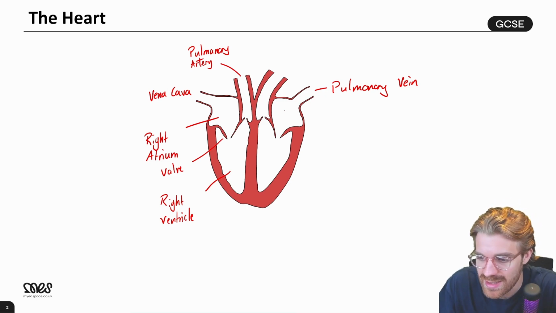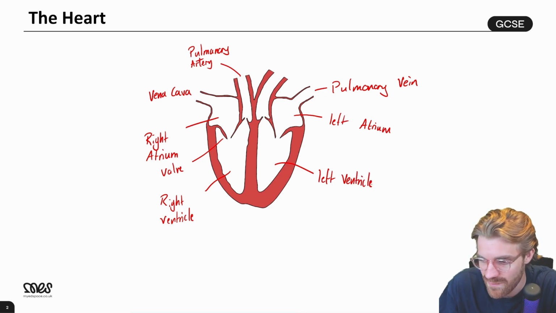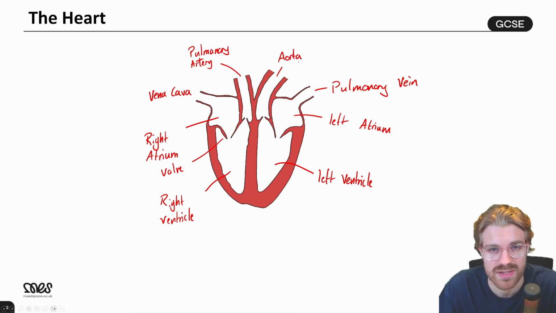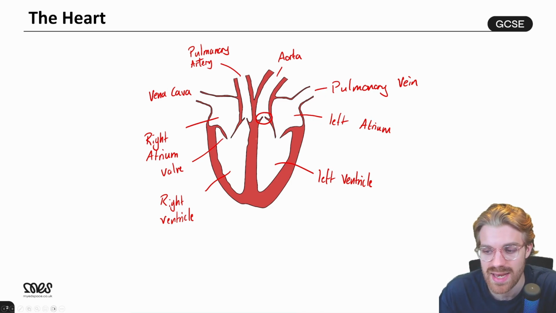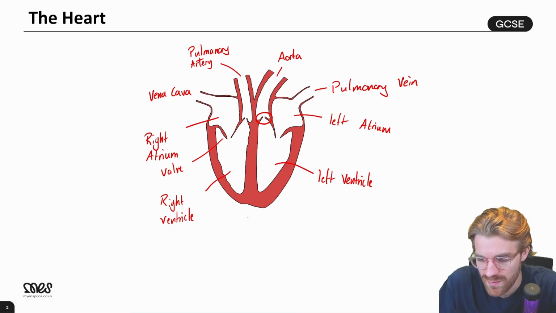The pulmonary vein leads into the left atrium, which then goes into the left ventricle. And again, we have a valve between them. The left ventricle then leads out of the heart through the aorta, another type of artery. And we can see we have another valve between the left ventricle and the aorta, again to prevent the backflow of blood. We also have the very tip of the heart, which is called the apex.